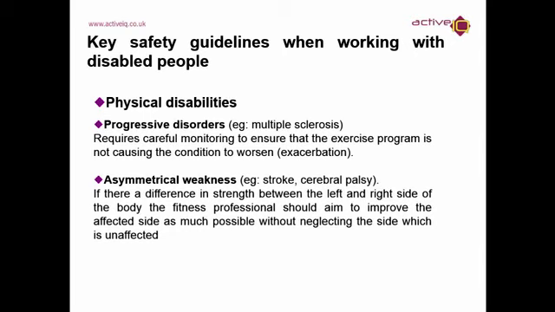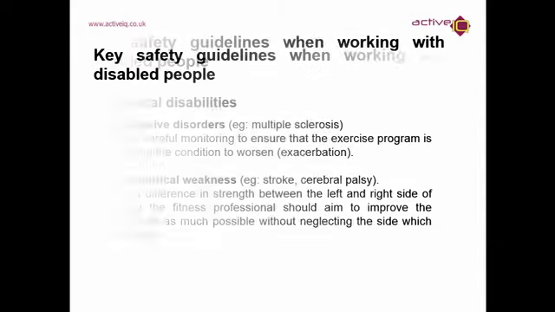Asymmetrical weakness. So if there's a difference in strength between the left and right side of the body, that could be caused by something like cerebral palsy or having a stroke, then we should be aiming to improve the affected side as much as possible, but you still don't want to neglect the side that has been working. So, we might be looking at some rehab work at first for the side of the body that's been affected, and then progressing and looking at equaling out and balancing out the strength in each area of the body.